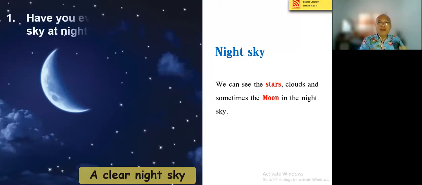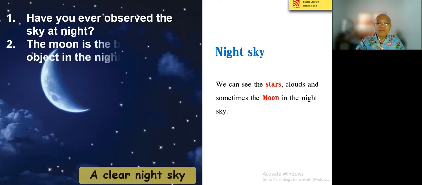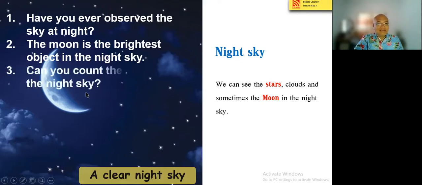Now, have you ever observed the sky at night? Look at the sky at night. What do you see? We can see the stars, the clouds, and sometimes the moon in the night sky. Now, the moon is the brightest object in the night sky. Why is that? Well, it's the nearest to the earth.